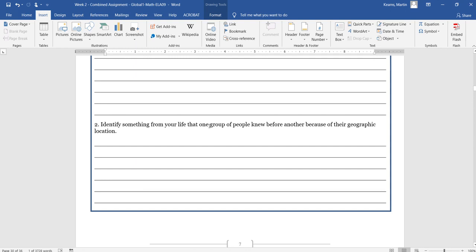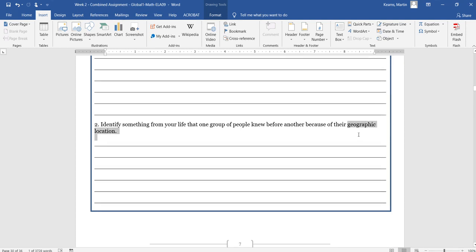So if we live in America, we have the Pacific Ocean on our west coast, the Atlantic Ocean on our east coast. We're separated from other bodies of land. There might be an instance where we become aware of something before those other areas do. That's an idea of geographic location.